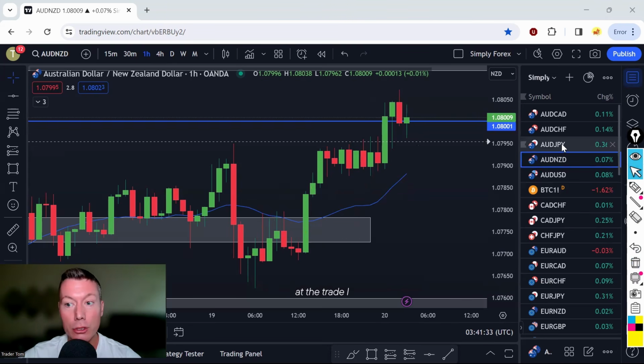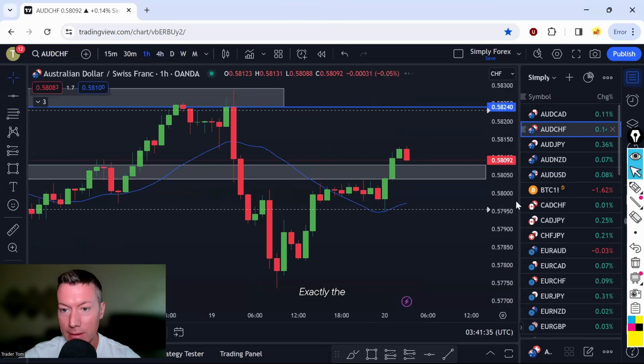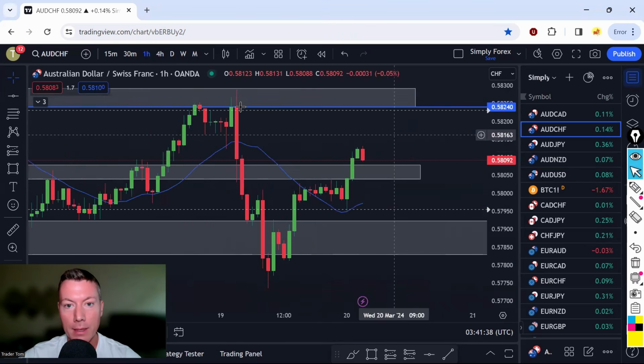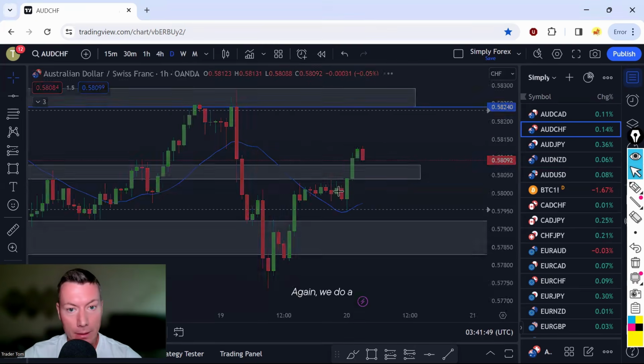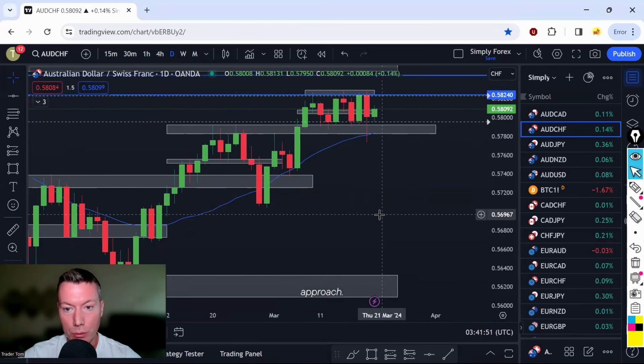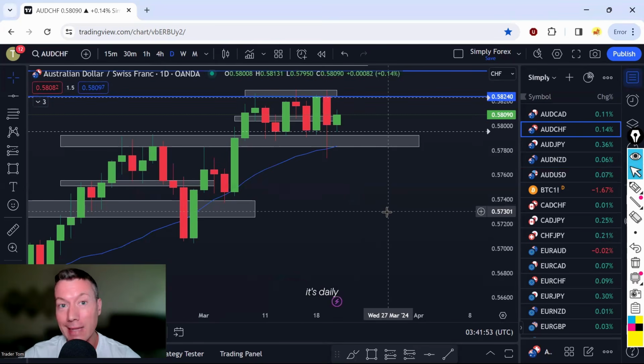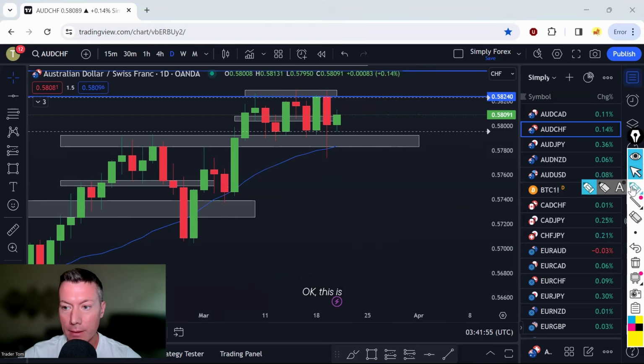Now, let's look at the trade I took today. Exactly the same idea, right? And this is a trade that's open. We don't know if this will be successful or not, but it's trading the same system that we have had a lot of success with. Again, we do a top-down approach, right? But when I say top-down, it's daily and H1, really. Okay, this is another buy trade, right? So we are in an uptrend or range, really.